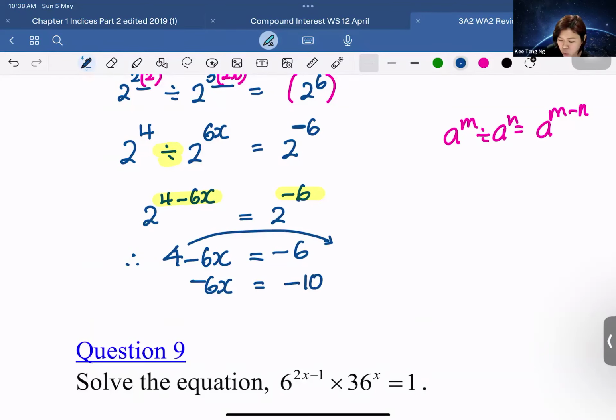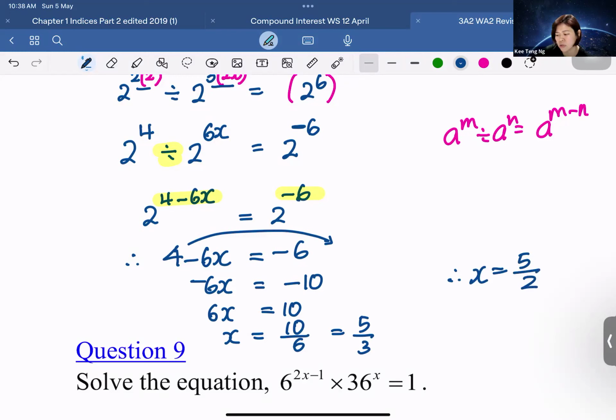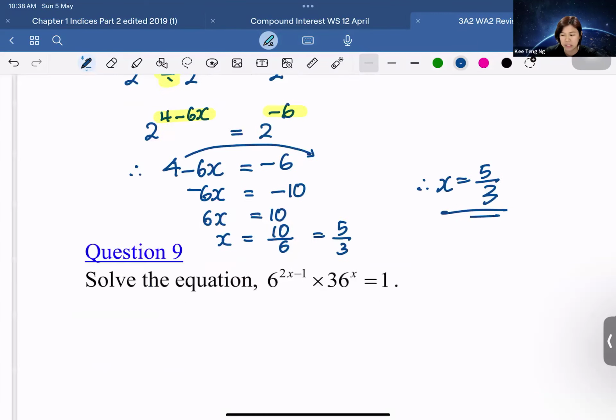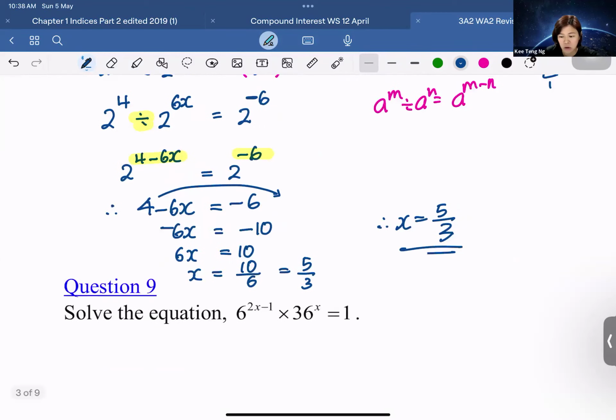Then next, I do not want -6. I get rid of the sign. 6x equals to 10, and x equals to 10 over 6. Please remember to simplify your fraction. 5 over 3. Okay, I will choose to leave it in terms of fraction, the exact value, not decimal places. Have you gotten the concept?